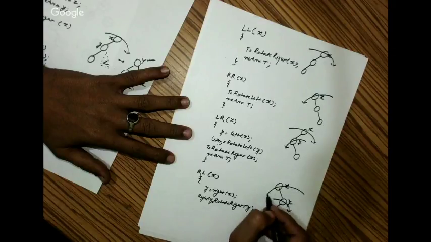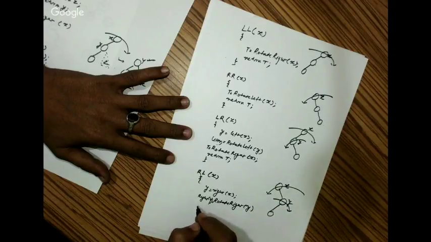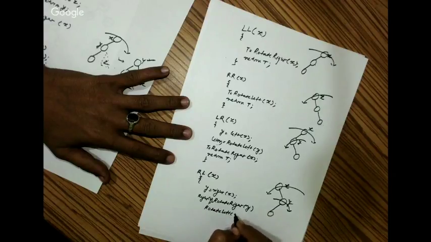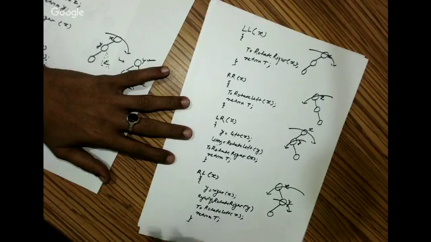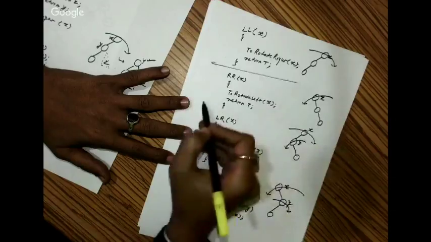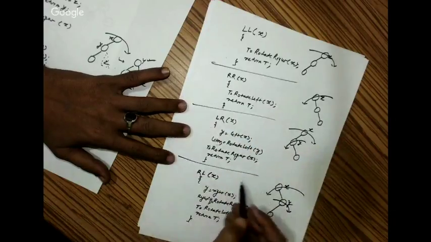And then we will perform the left rotation starting from X. This rotation will return a root. Let's say that is T, and return this T. So these are the four rotations: LL, RR, LR, and RL.